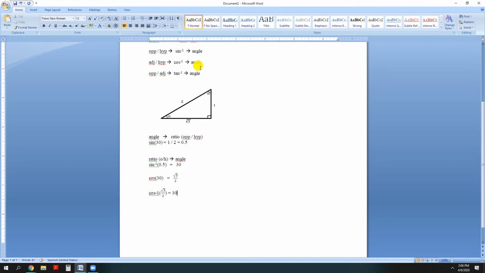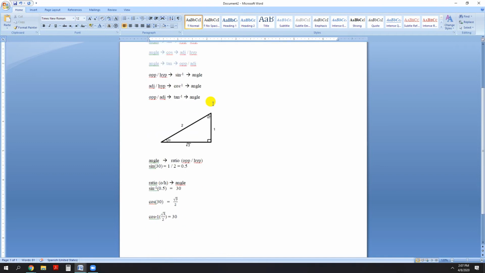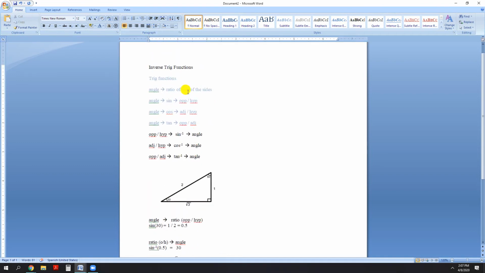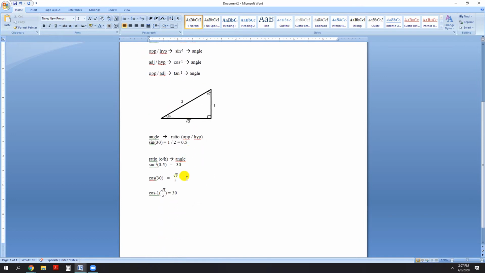Okay? This is all there is to it. There really isn't too much to inverse trig functions. If you're comfortable with trig, SOHCAHTOA, you're comfortable with trig. That same SOHCAHTOA works here too, if we're just going in the opposite direction. So let's write that down. Nice big letters.